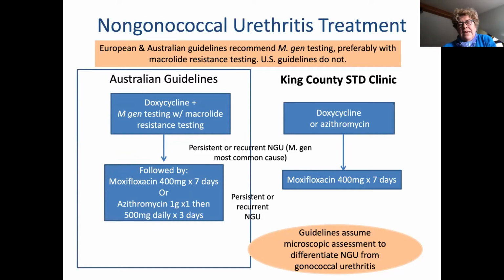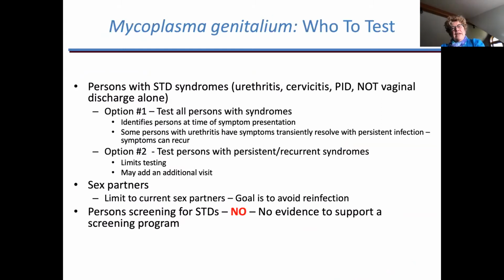So stay tuned to see what comes out of the CDC guidelines. We anticipate that the guidelines will probably recommend only testing those who have syndromes. So this would not be a test you do in all comers, but in those who have urethritis, cervicitis, PID, and particularly those who have persistent syndromes, and their partners. So not a widespread testing or screening program. The evidence is just not there to support it. You just want to guide treatment for those who have syndromes.